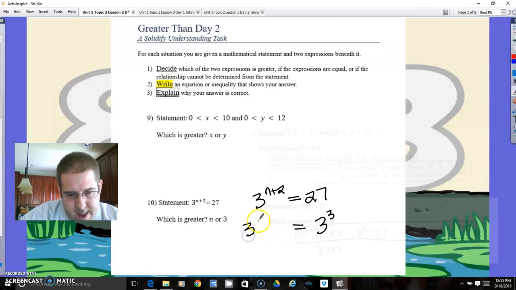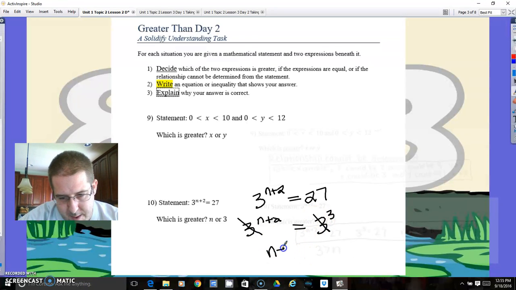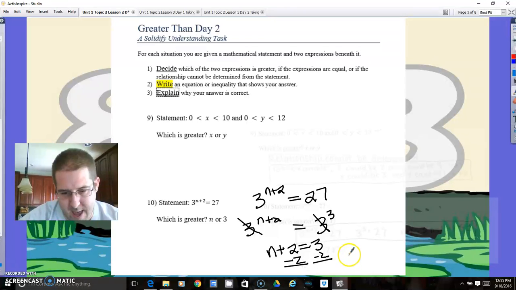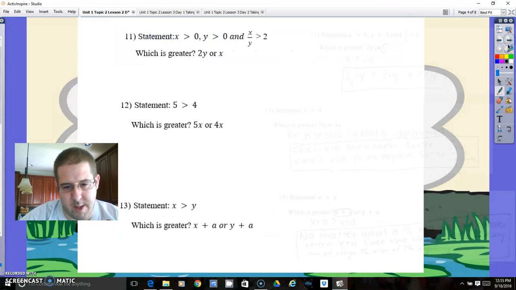And what you're going to learn next unit is that anytime you have bases that are the same, the bases are the 3s, then their exponents must also be equal. So that really cancels the bases out since they're the same, leaving you with n plus 2 equals 3. Subtract 2 from both sides. You can already see the answer. That means n is 1. If n must be 1, then 3 must be bigger. Like I said, that's a preview of what you're going to see in the future.